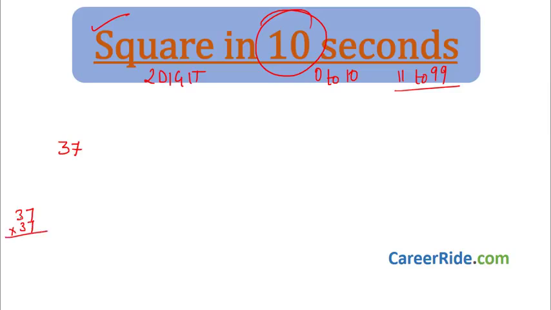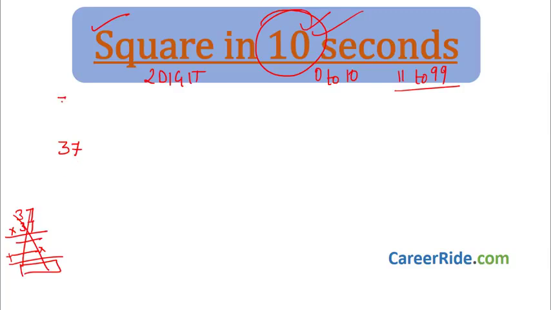Multiply 7 by 37, you get something, then multiply by 3, you get something, and then you add those, and you get the square of 37. But no need to do all this stuff. The trick here would help you to find it in just 10 seconds. Now take 37 as an example.